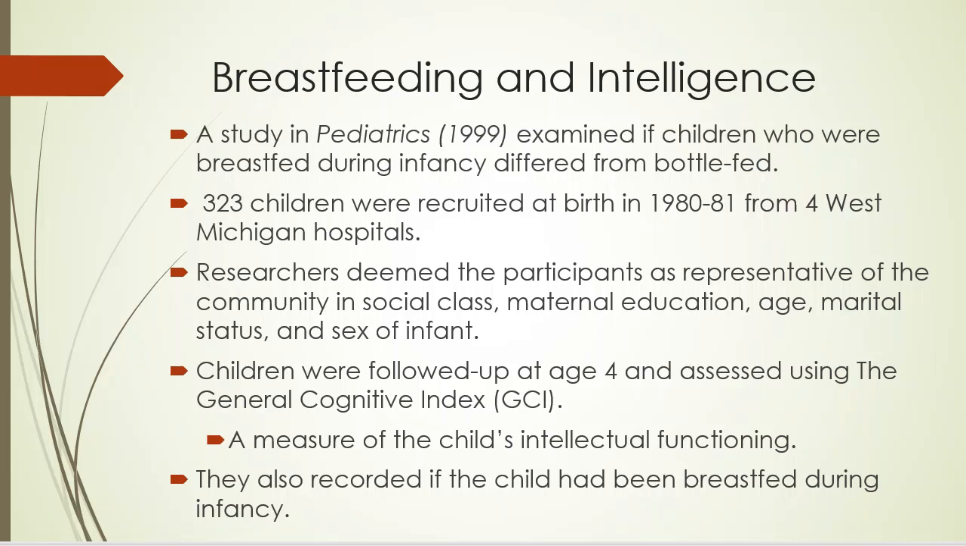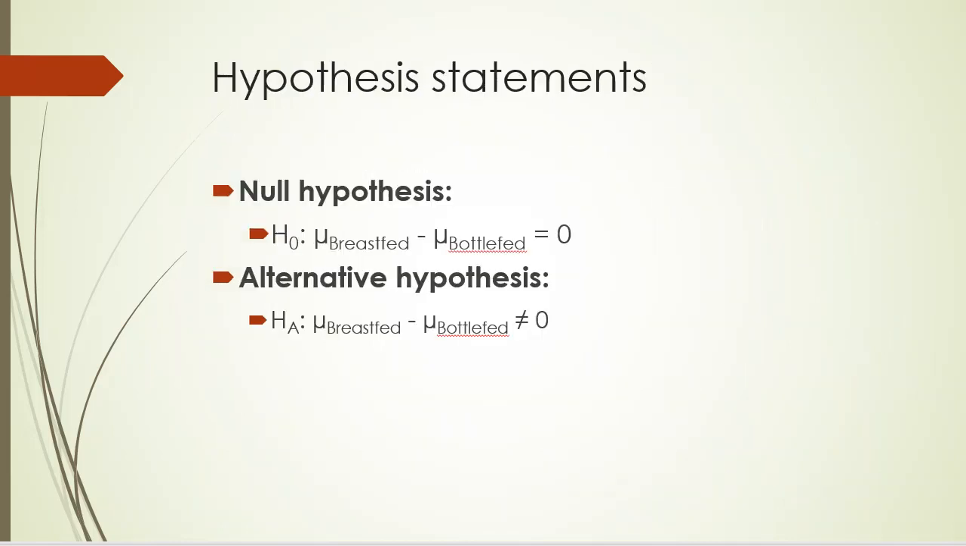Then 4 years later, they followed up and did the general cognitive index, which is a measure of the child's intelligence in some sense. So you could set up the hypothesis here that the mean on this CGI test for breastfed children minus the mean for bottle-fed children is 0. That would mean that the two populations had the same mean. Or maybe that's not equal to 0. Maybe there's a difference between children who are breastfed and bottle-fed in terms of their intelligence later on.